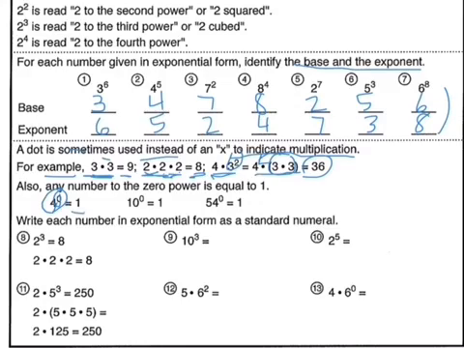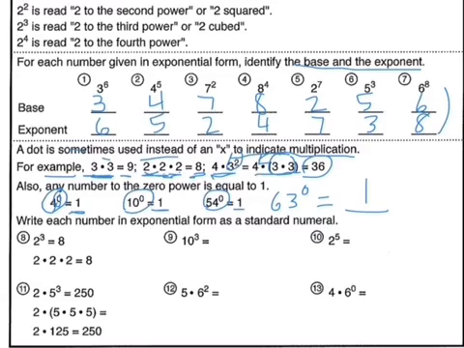4 to the 0 power is 1. 10 to the 0 power is 1. 54 to the 0 power is 1. What is 63 to the 0 power? Write that on your paper and put the answer right here. All right, you should have gotten the answer of 1. And let's move right along here.